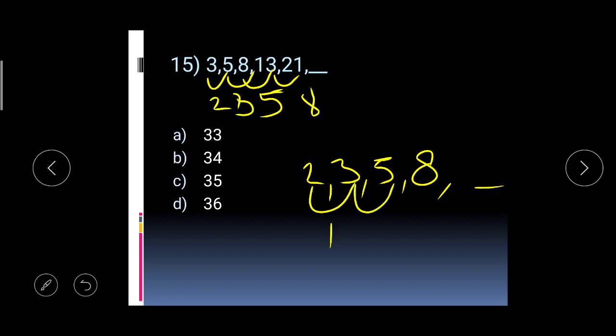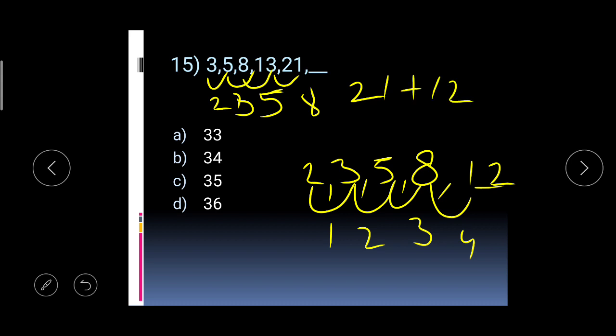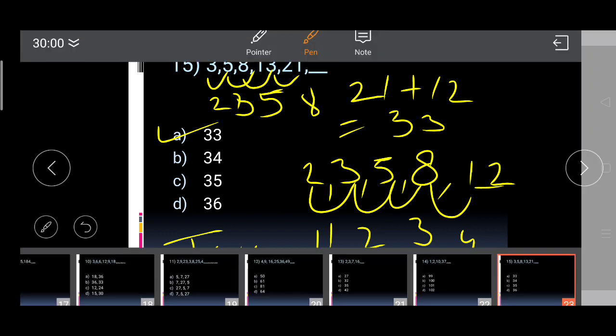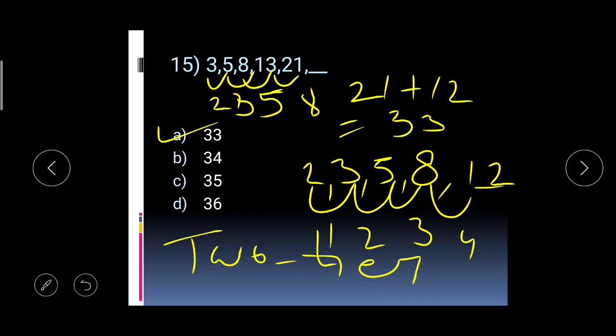1, 2, 3, right? So the next difference is what? 4, right? So here it is 12. And if I know the next difference, our answer is what? 21 plus 12, and the answer is 33, right? So the answer is 33. This type, in which you take the difference and the difference of the difference, is called a two-tier series, in which we find the answer in two tiers, right? So this is called a two-tier series.